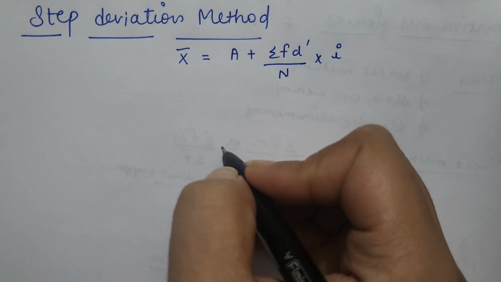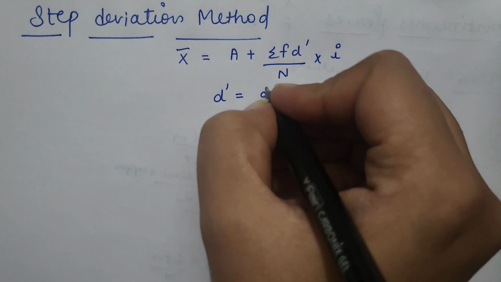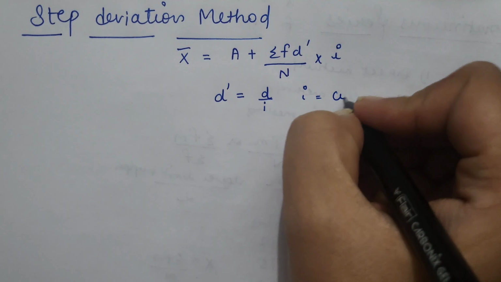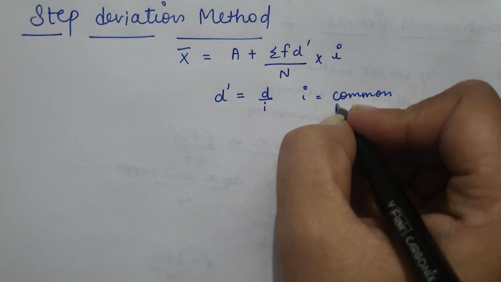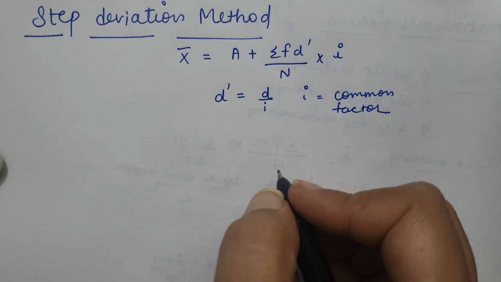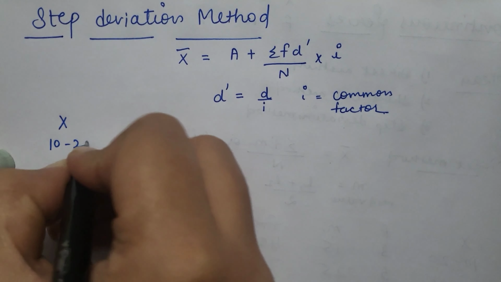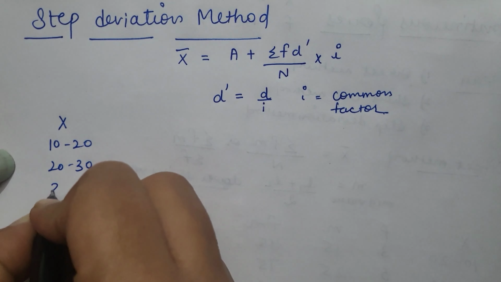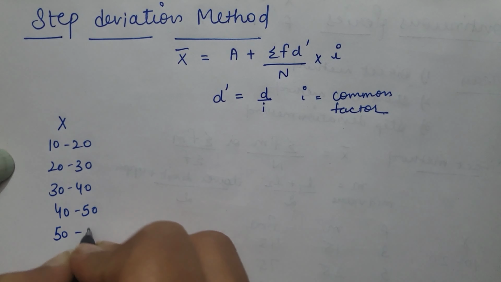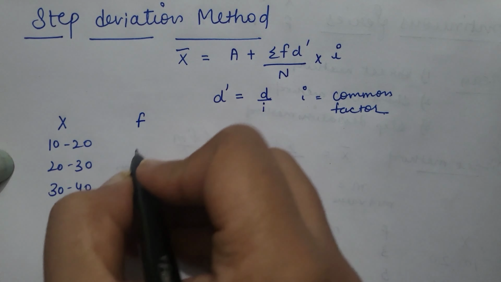Step deviation method. The formula according to the step deviation method is a plus summation fd dash upon n, multiplied by i. Here d dash is calculated by dividing d by i, and i here represents a common factor. With the help of an example, this concept will be clear to you. I am repeating this statement here: 10, 20. Just one extra step you have to do in this method compared to the shortcut method.